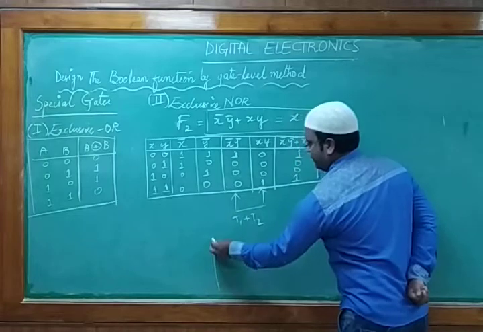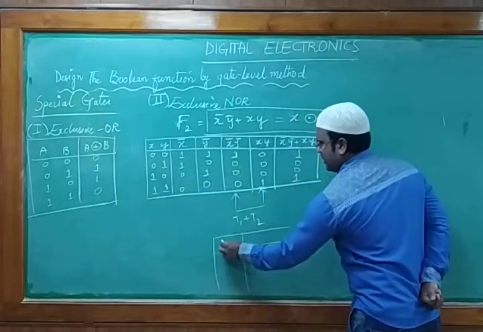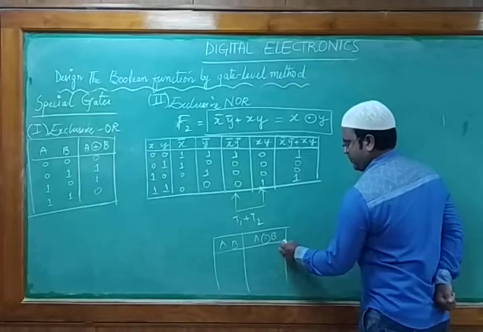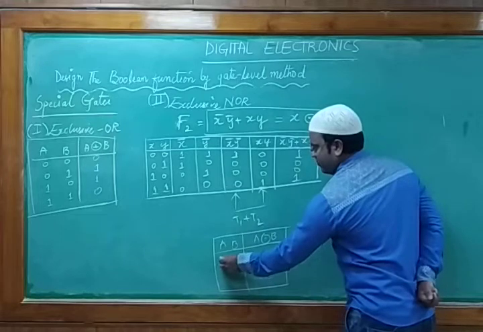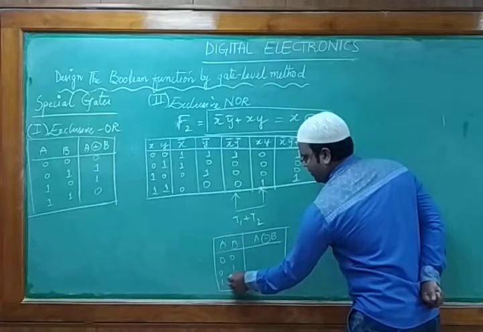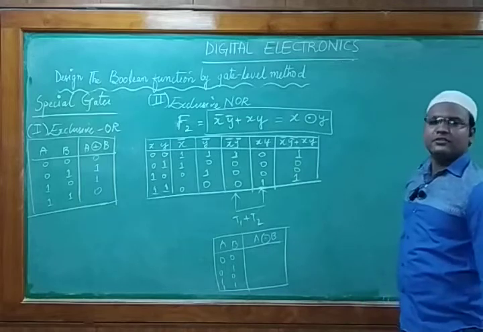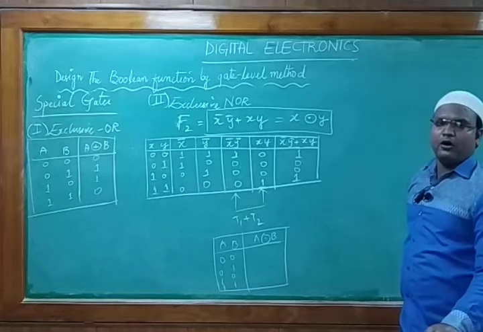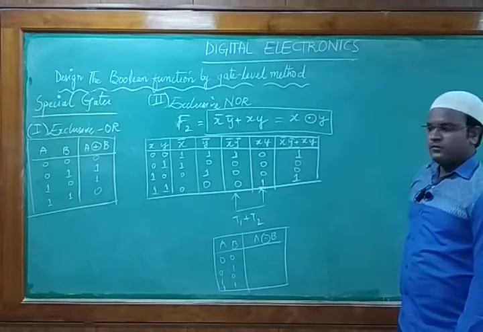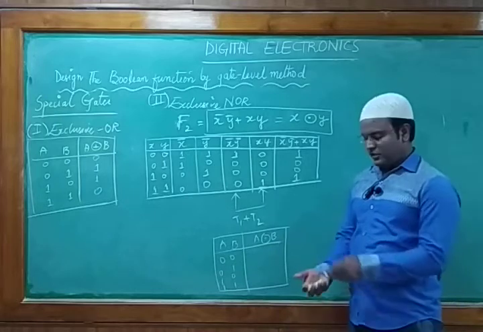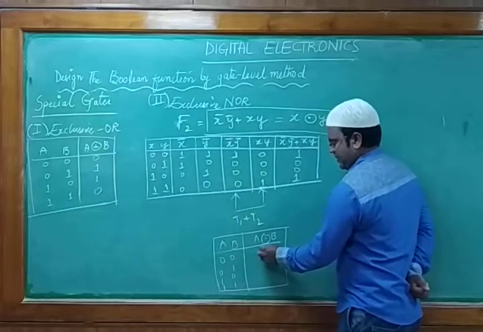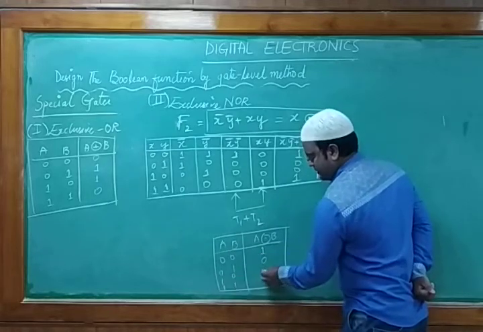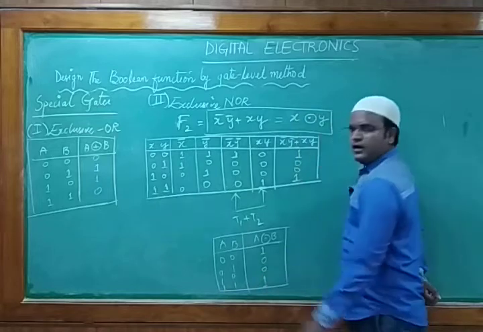Exclusive NOR states that if you have two inputs A and B, exclusive NOR is the complement of exclusive OR. What will I write? If I have 0 0, 0 1, 1 0 and 1 1. Exclusive NOR states that if both the inputs are same, both need to be either low or high. So if both are same, then only output is high. So see, 0 0, that means both are same, it is high. 0 1, both are different, it will be 0. 1 0, it will be 0. 1 1, both are same, then only output is high.